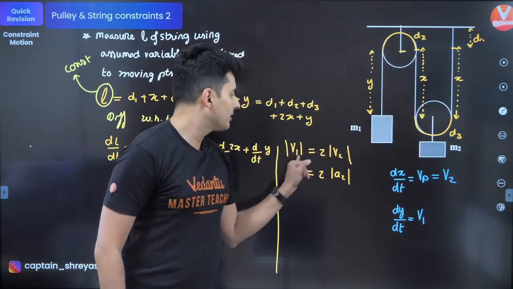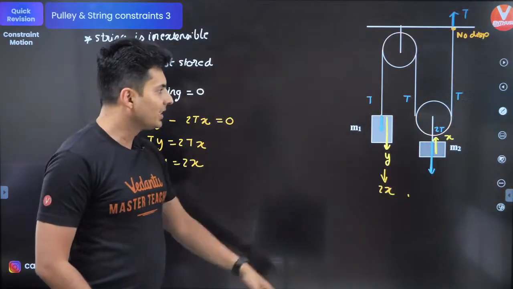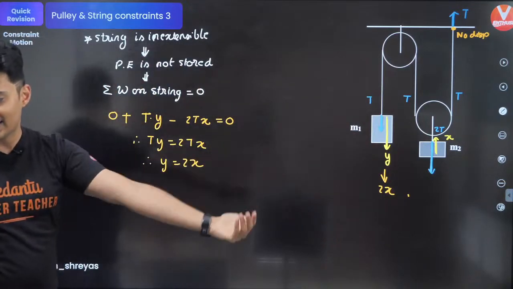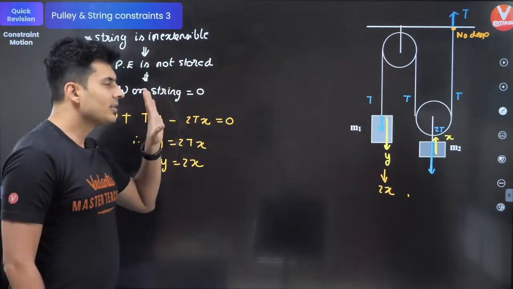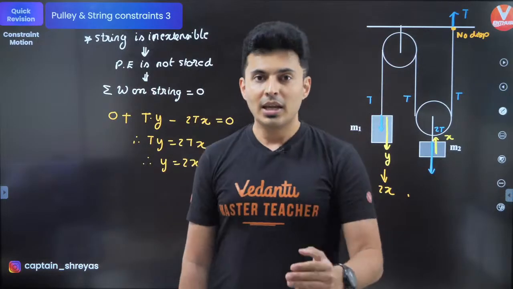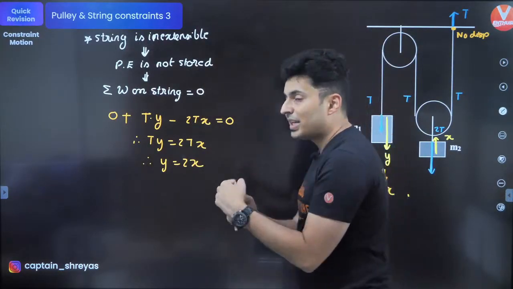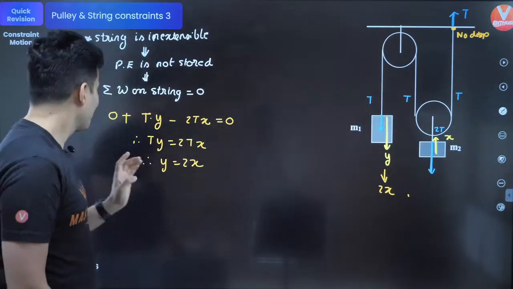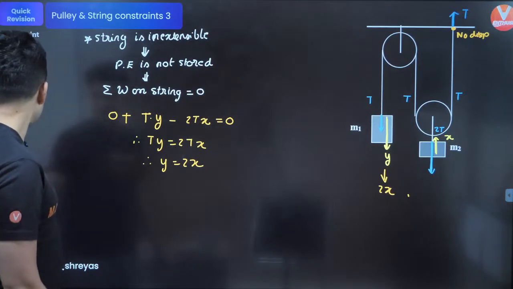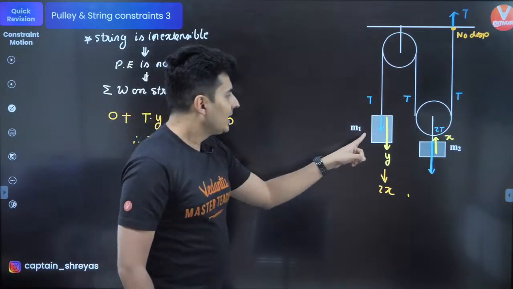If this is v, this is twice of v. If this is x, this is twice of x. Exactly the same thing. So this is a very useful method. In fact, you can do it even in a much shorter way. I'll tell you how.